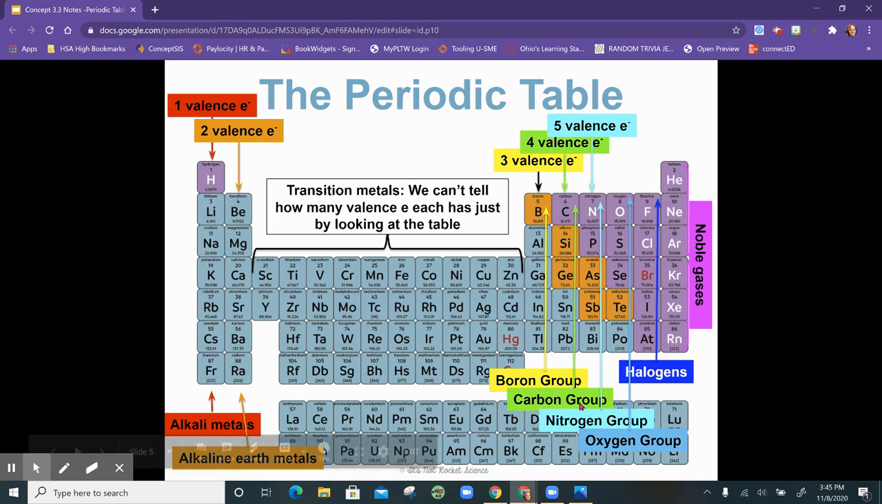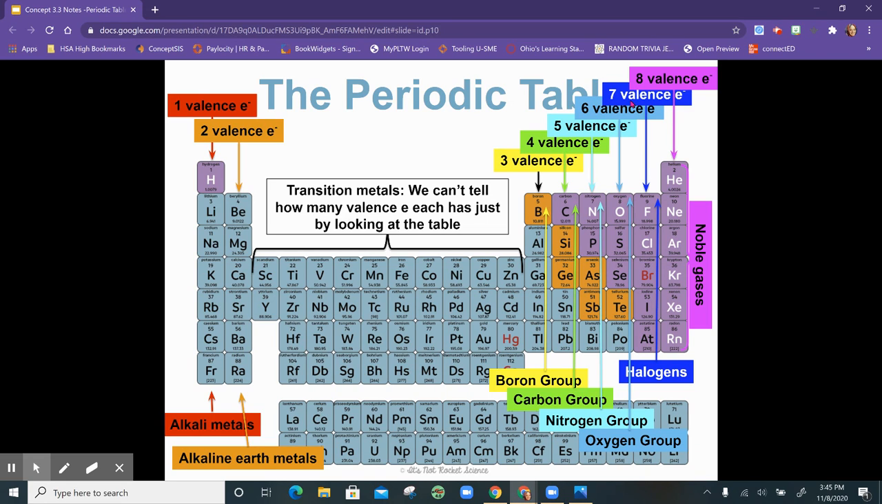These all have four valence electrons in their outermost shell. And the nitrogen group, they have five valence electrons. They're in group 15. And the oxygen group, they have six valence electrons in their outermost shell, and it's called the oxygen group. And halogens have seven, and noble gases have eight.